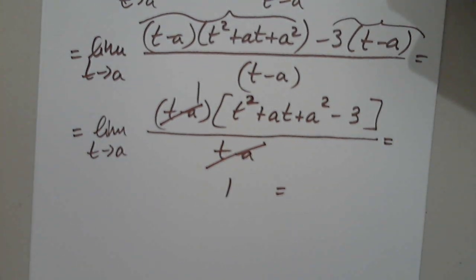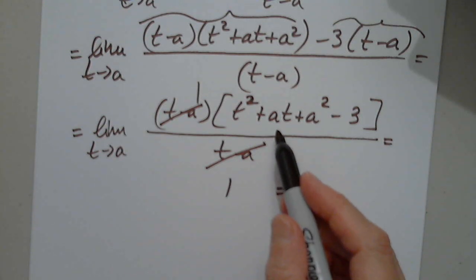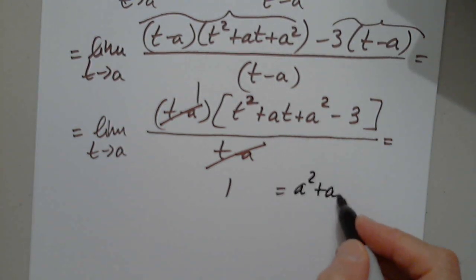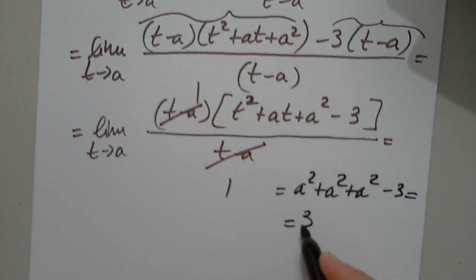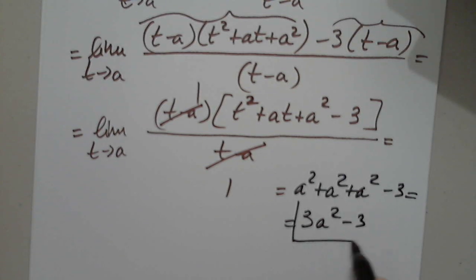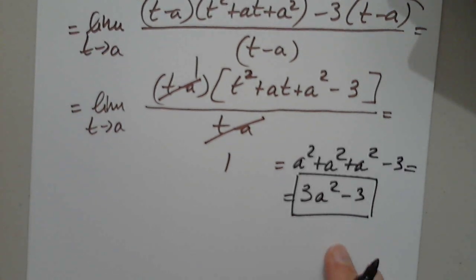T squared plus at plus a squared minus 3. So a squared plus a squared plus a squared. Yeah. Minus 3. And yes, 3a squared minus 3. This is f prime evaluated at a. Very good. Any questions?